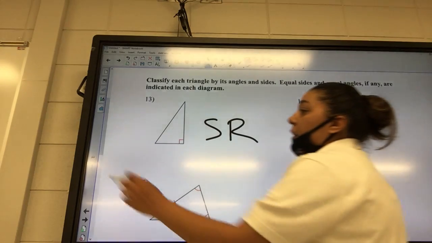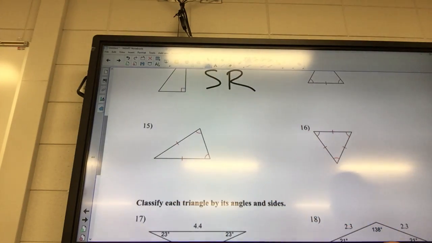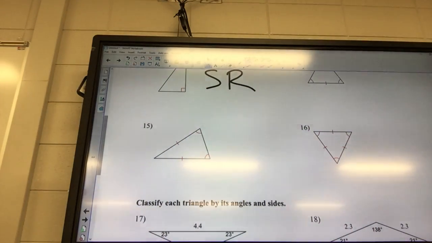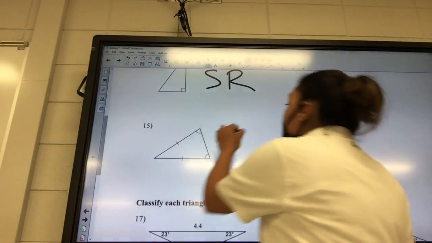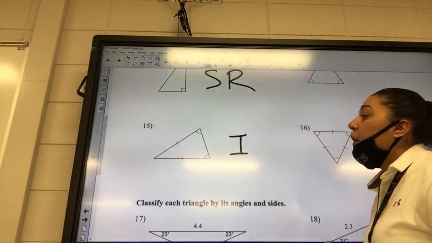Number 15. Is it an equilateral, isosceles, or scalene? It's an isosceles. We got 2 tick marks, which means 2 sides are the same. And is it an obtuse, right, or acute? Acute. It's going to be acute.